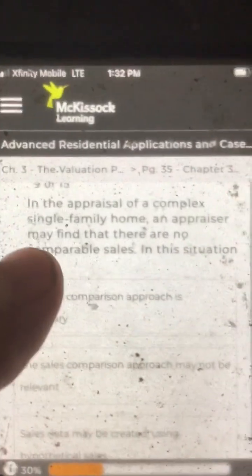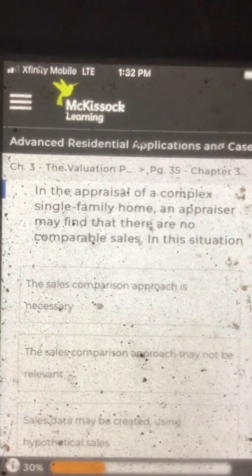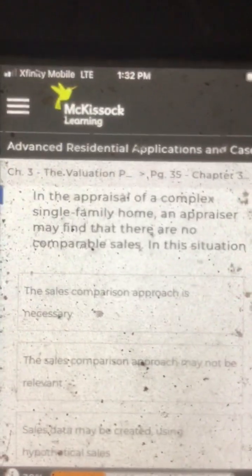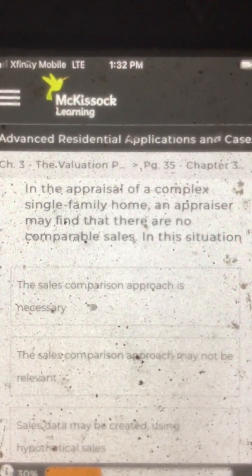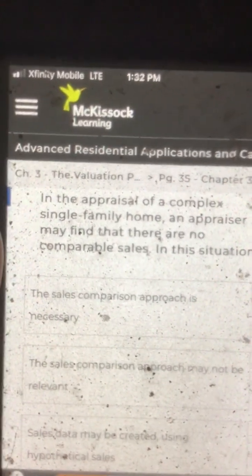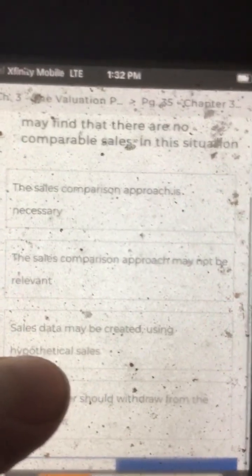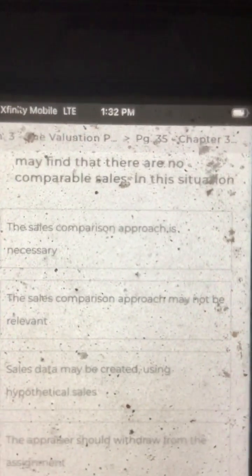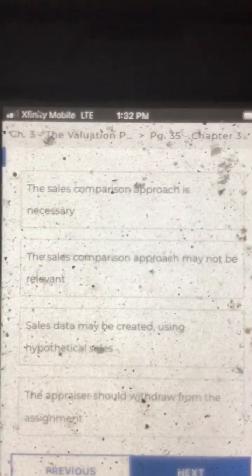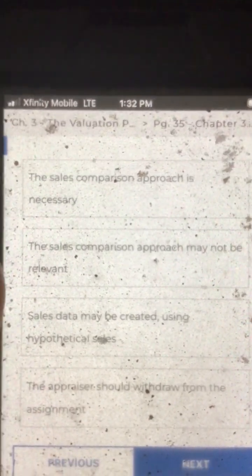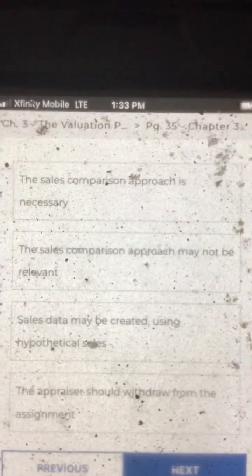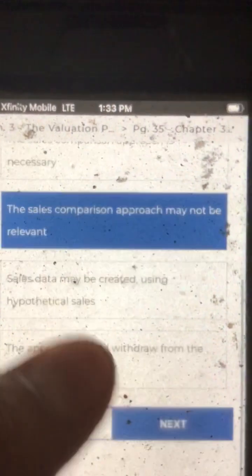Number 9, in the appraisal of a complex single family home, an appraiser may find that there are no comparable sales. In this situation, A, the sales comparison approach is necessary. B, the sales comparison approach may not be relevant. C, sales data may be created using hypothetical sales. Or D, the appraiser should withdraw from the assignment. I'm going to go B, the sales comparison approach may not be relevant.